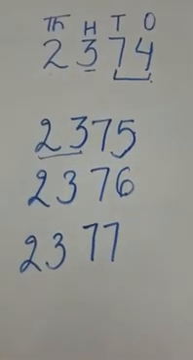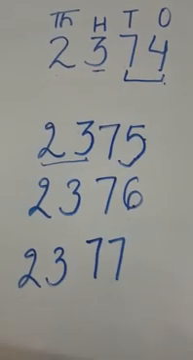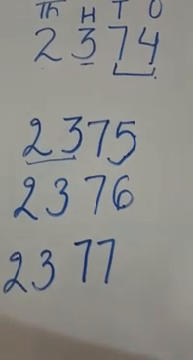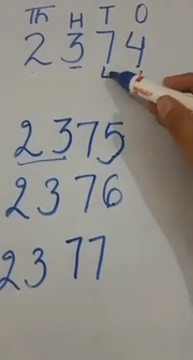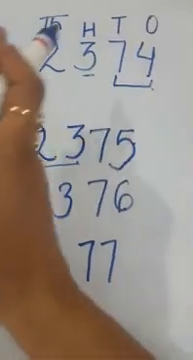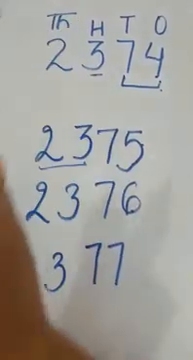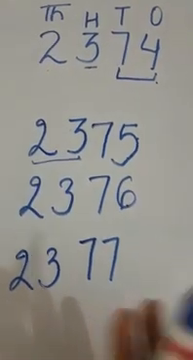So in 4-digit numbers, the counting will be similar to how it is done in 3-digit numbers. Here we have to do the counting of only tens and ones. The starting numbers, hundreds and thousands, will remain the same. We will not change them.